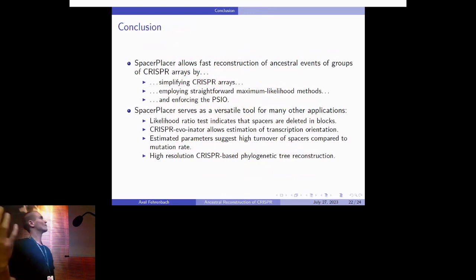So as a conclusion, we have a nice reconstruction tool which works with very simple assumptions, which are very well based on the biology that we observe. And we can do this, or we hopefully can do a lot more applications in very different areas of research.